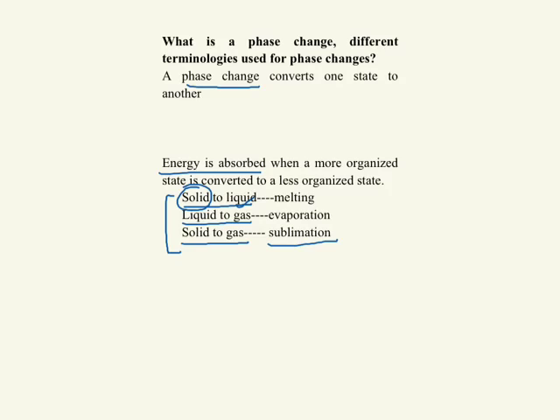So for all these three processes, energy is required. That means all these three processes are endothermic processes. So melting, evaporation, and sublimation are endothermic.